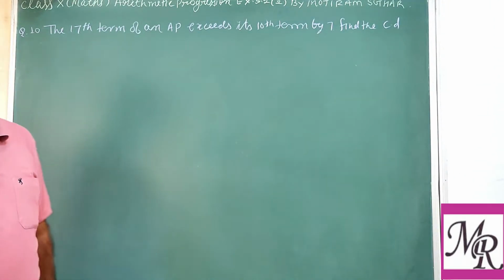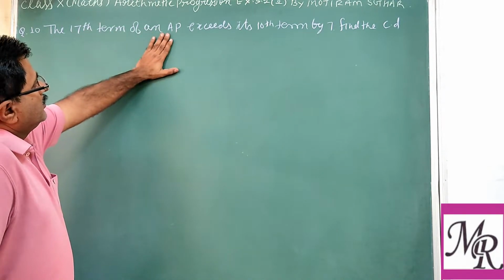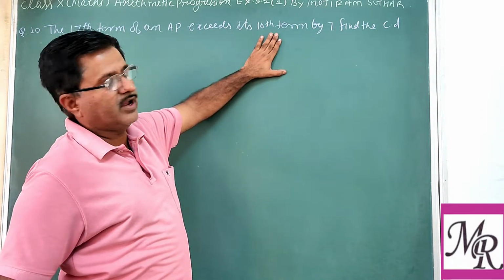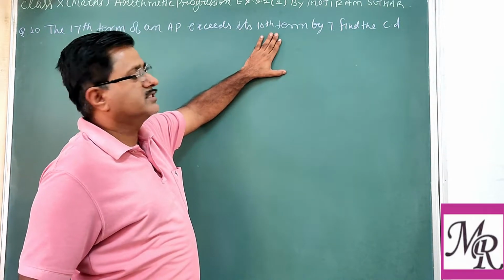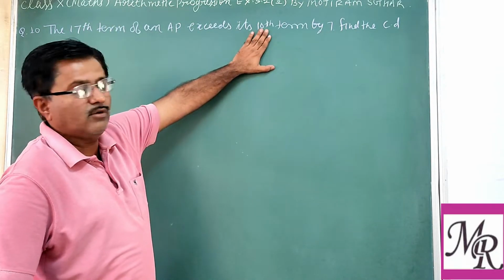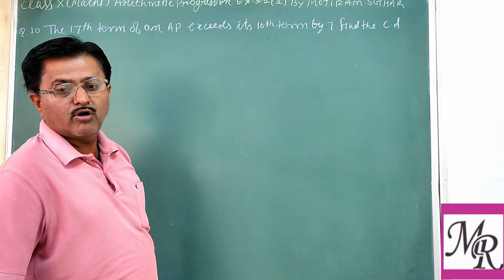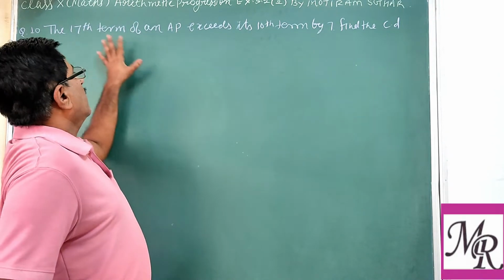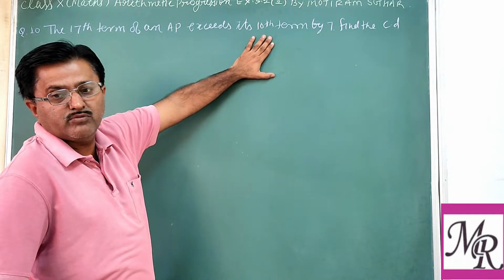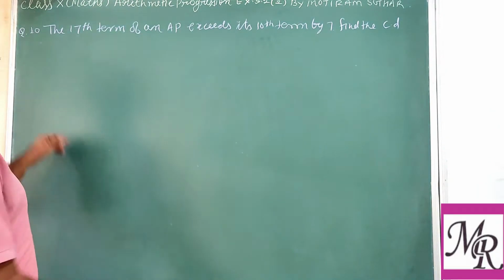So here the problem says: the 17th term of an AP exceeds its 10th term by 7. Here we are given the relationship between the 17th term and 10th term of an AP, then find the common difference. Whenever you are given a term of an AP or a relation between two terms, we always have to suppose the first term and common difference.